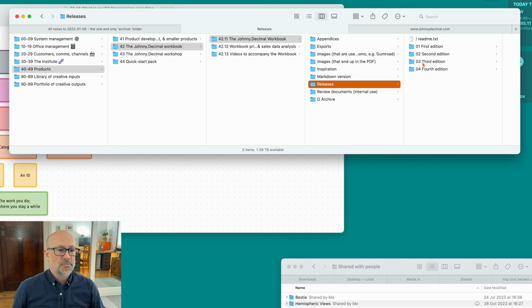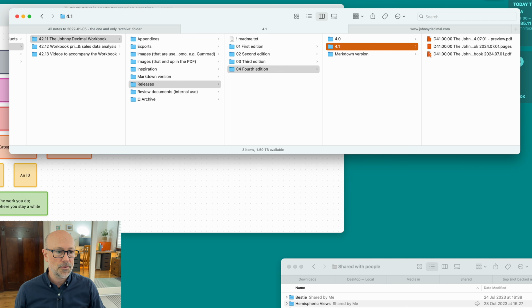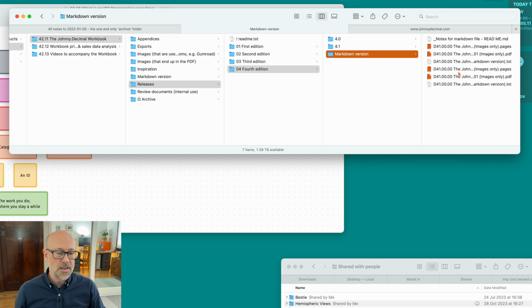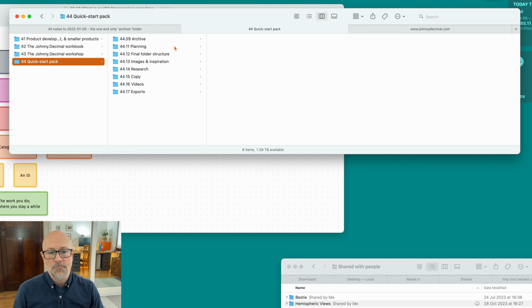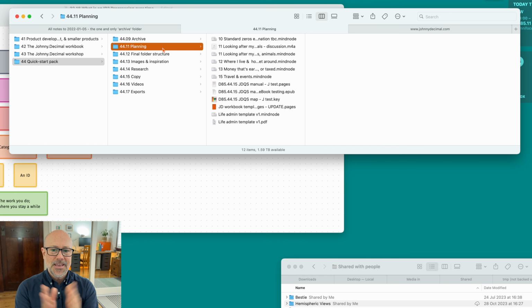So releases, first, second, third, fourth edition, obviously they make sense. Fourth edition, 4.1, and there's the markdown versions with the PDF and the text files. That is fine, that makes sense. We agreed, me and Lucy, that this was right on the border of what didn't make us comfortable. Unless it's not clear, I'm making this up as I go, right? So here's the quick start pack.